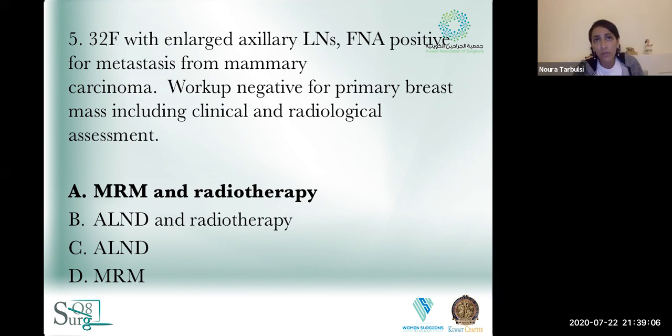For me personally, in real practice, I go for dissection with radiotherapy of the breast and the axilla. So even if there is a tiny occult or regressed primary in the breast, it will get exposed to radiotherapy, provided that the patient has a negative MRI, and they will be committed to close follow-up.